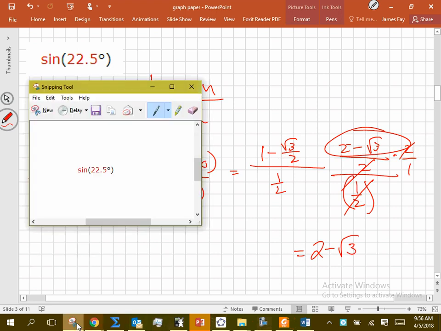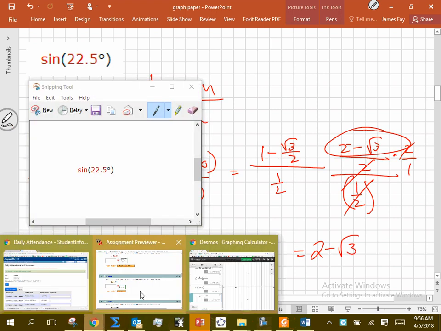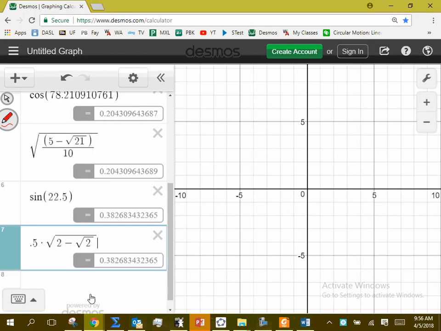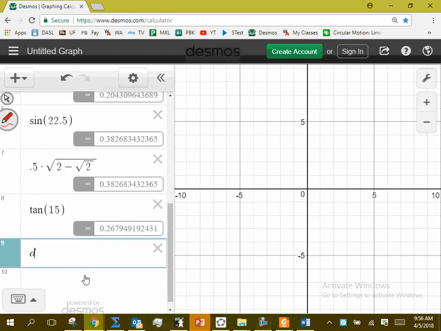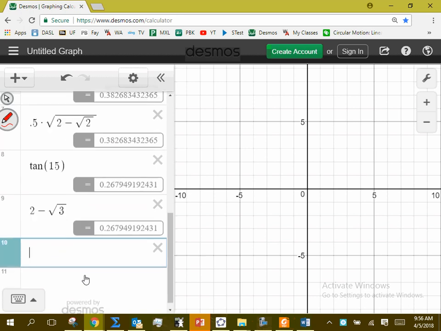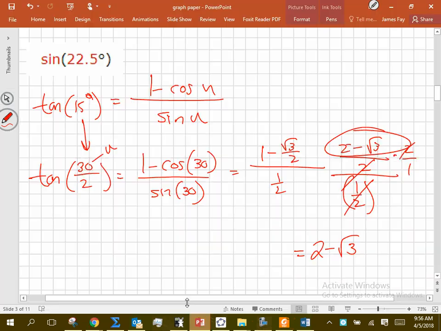And then again on Desmos, if I type in tangent of 15, I get that number, and 2 minus root 3, I get the same number. Okay? I know that was quick, but we hadn't talked about the tangent half angle formula. But that's showing you, or using the information that says if I know sine and cosine of one formula, I should know the tangent automatically through the division.